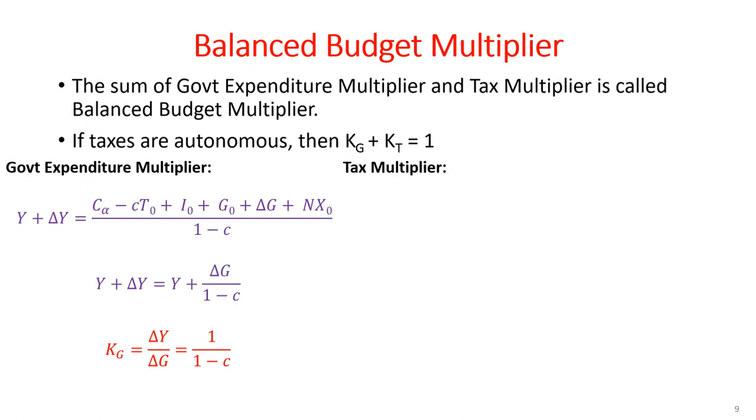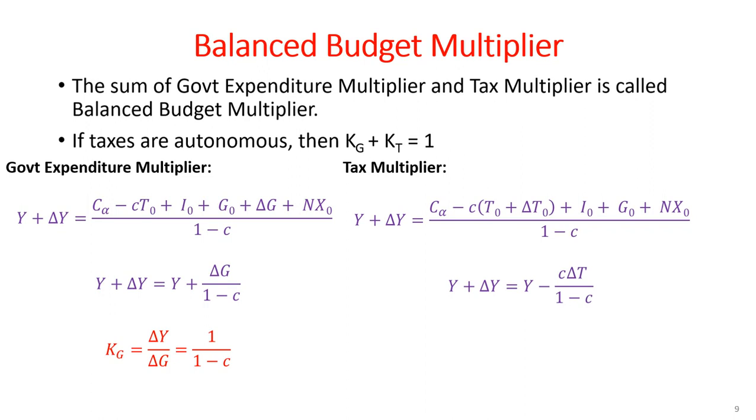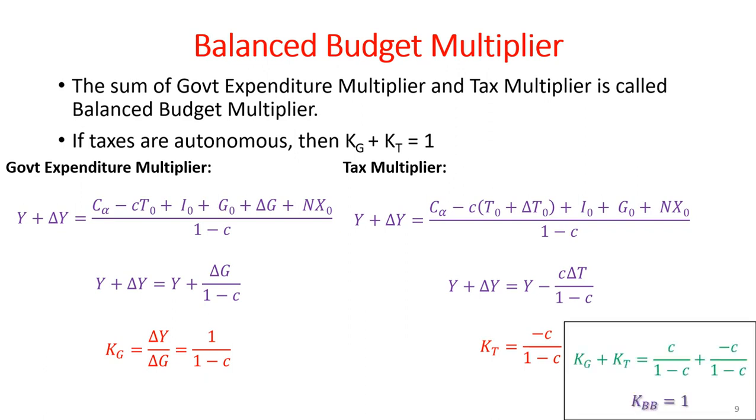Similarly the tax multiplier, which represents the change in national income due to changes in autonomous taxes, is, which can be simplified to, and the tax multiplier, which is the change in national income to a change in autonomous taxes, is. Now adding both, we have, which is the balanced budget multiplier.